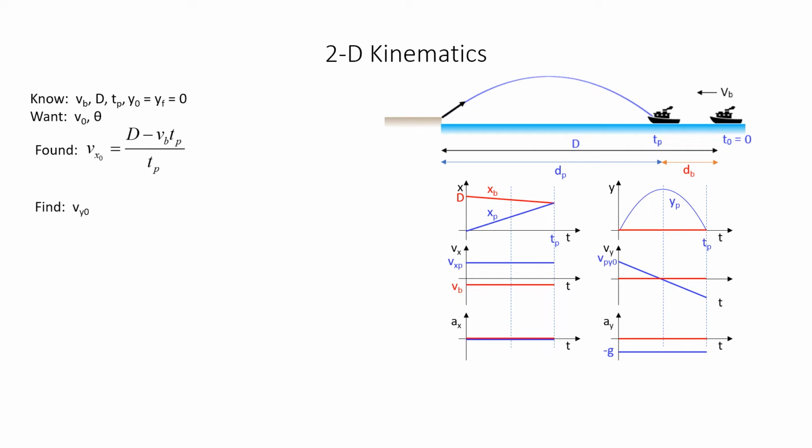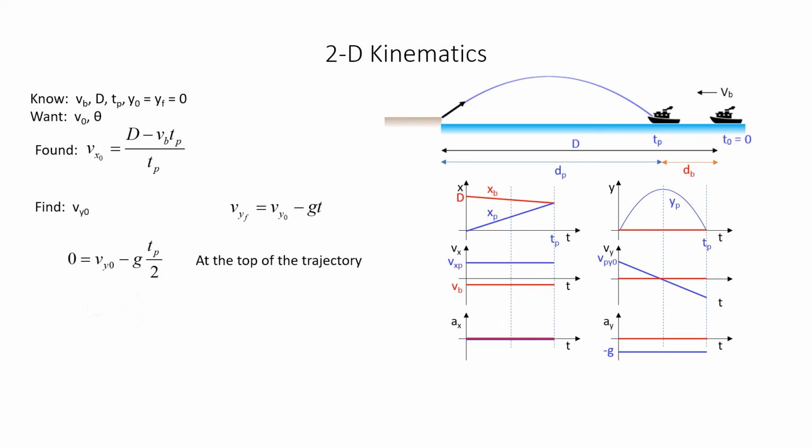So now that we've found the x component of the velocity, let's go ahead and work on finding the y component of the initial velocity. To do that, I'm going to start with a general equation for the y component of velocity. Vy final equals Vy0 plus Ay t. In this case, we know that the acceleration is minus g, so we'll set it equal to minus gt.